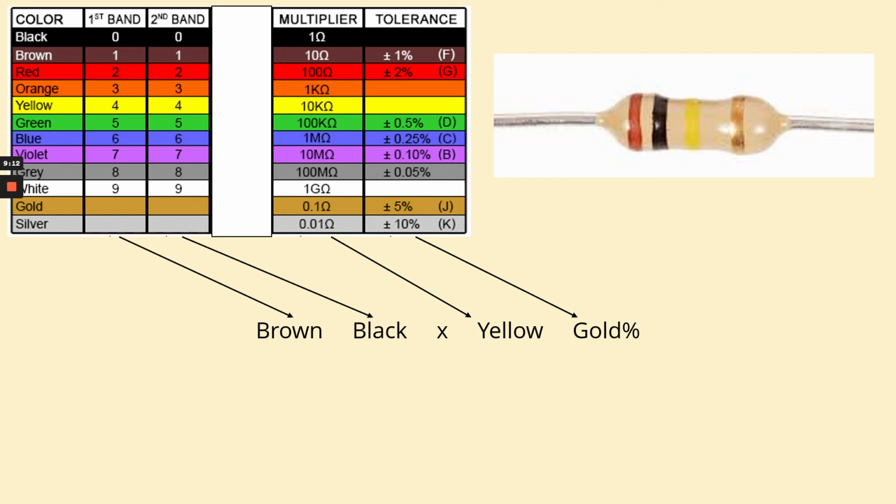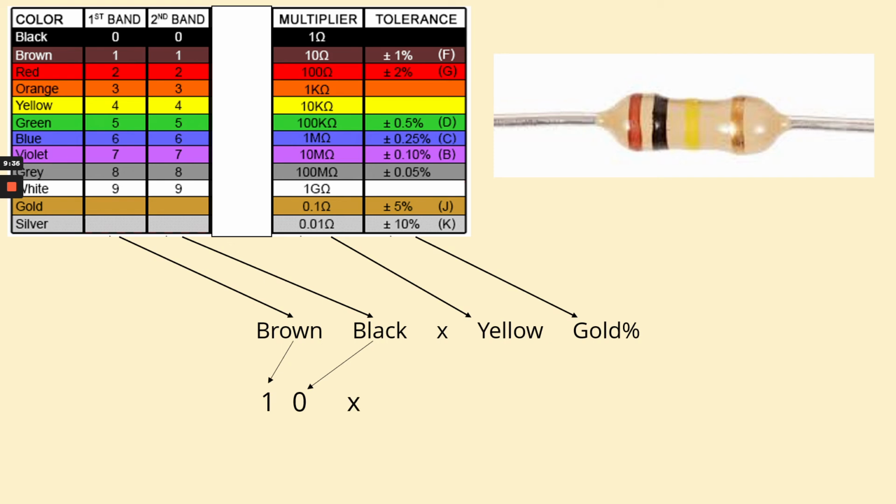Fantastic, so let's go through the answer. Brown is our first band, so in the first band column, brown equals 1. Black is our second band, so in our second band column, black is 0. We need to write down 0. It doesn't mean that it's nothing, it means that the value is 0. So that gives us 10.